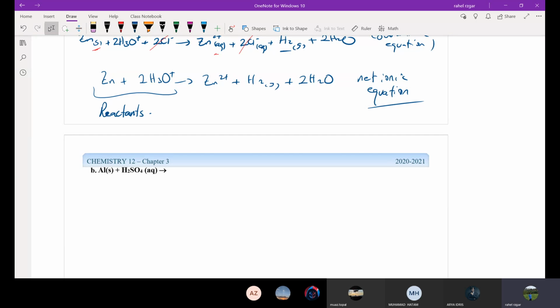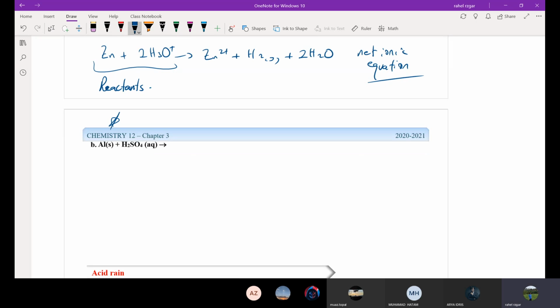Let's solve this question. It is important. I think I've seen this question 3 times in ministry exam questions. Let's solve it. Aluminium with H2SO4. They react to become salt and hydrogen gas. What is the salt? Aluminium and SO4. SO4 has a charge of 2, aluminium has a charge of 3, so it becomes Al2(SO4)3 plus hydrogen gas.